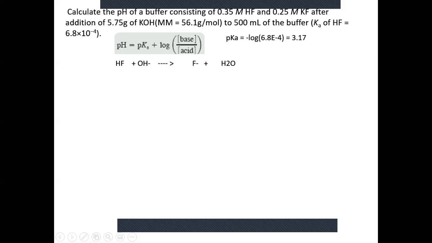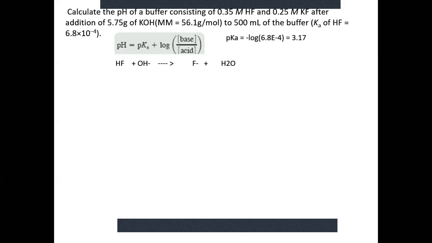Now we want to calculate the pH of a buffer consisting of 0.35 molar HF, 0.25 molar potassium fluoride after the addition of 5.75 grams of KOH to a 500 milliliter buffer. So again, we're using the Henderson-Hasselbalch equation. We need the pKa. So for HF, it's 3.17, a modestly strong weak acid. And we need the reaction. So since we're adding a strong base, it's going to react with the weak acid to form weak base.